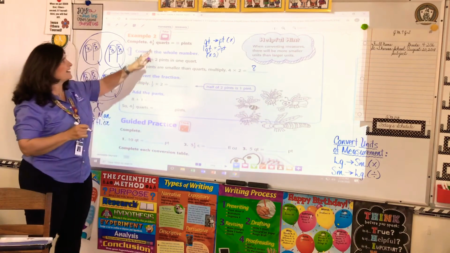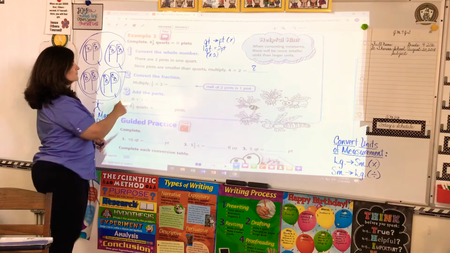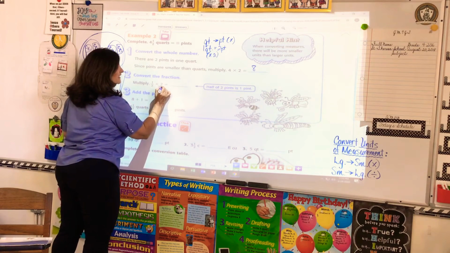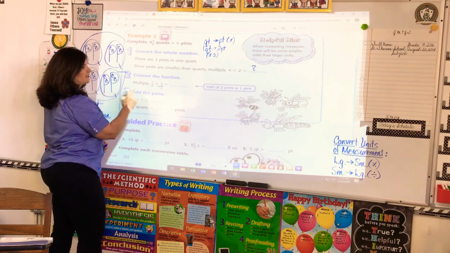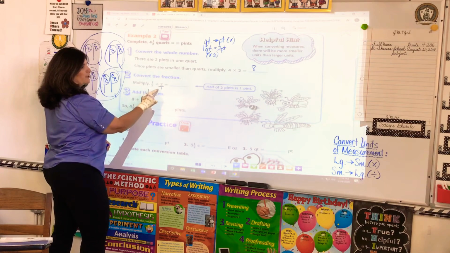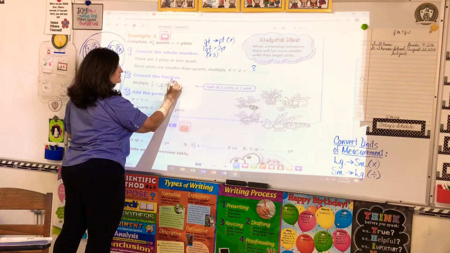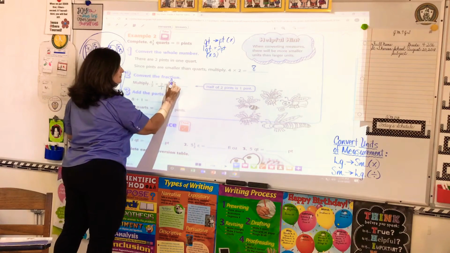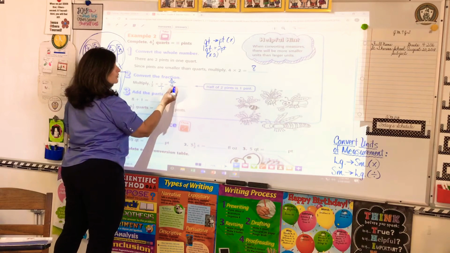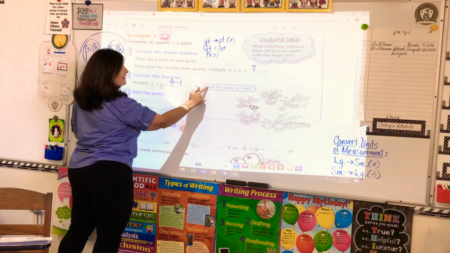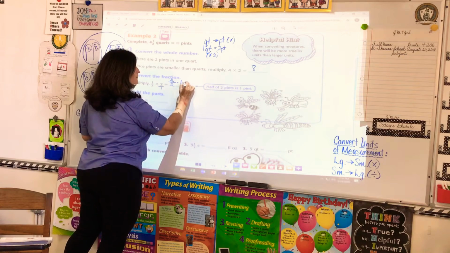But we still have half a quart. So you're going to multiply the half times 2 as well. You learned this when we worked on fractions. You can make the whole number an improper fraction. 2 over 1, it still means 2. 1 times 2 is 2, 2 times 1 is 2. 2 over 2, or 2 halves, equals 1. So half of 2 pints is 1 pint.